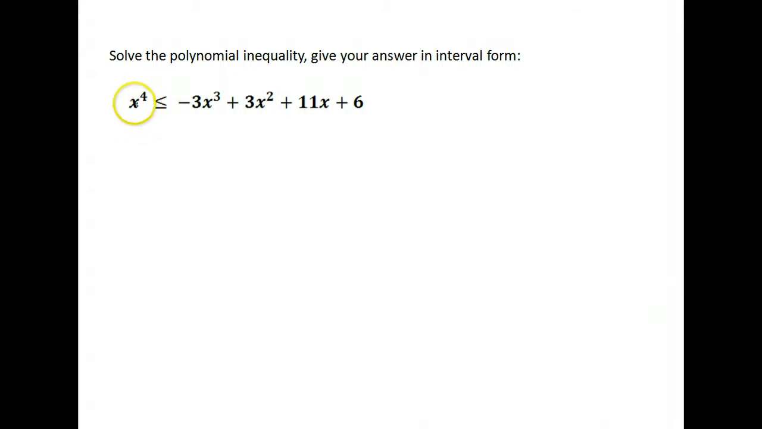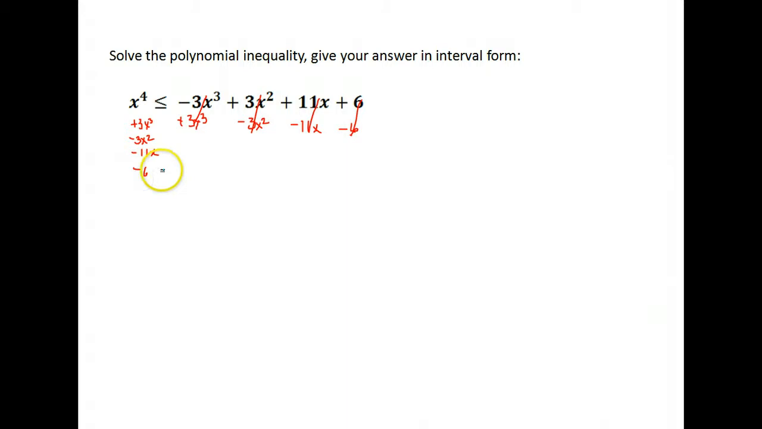It's easiest if my leading coefficient is positive, so I'm going to move all of these things to the other side of the inequality. I'm going to do that using addition. So I'd add 3x to the third to both sides. I would subtract 3x squared from both sides. Subtract 11x from both sides. And subtract 6 from both sides.